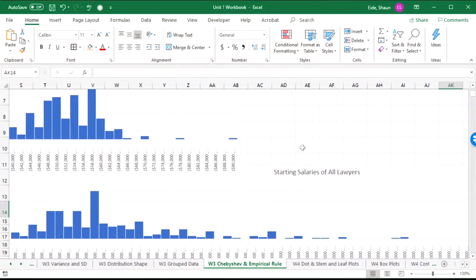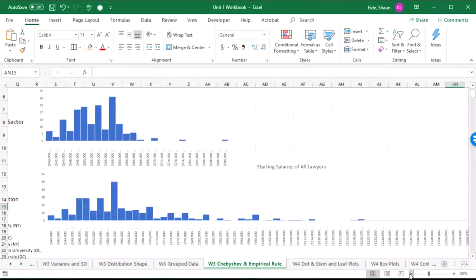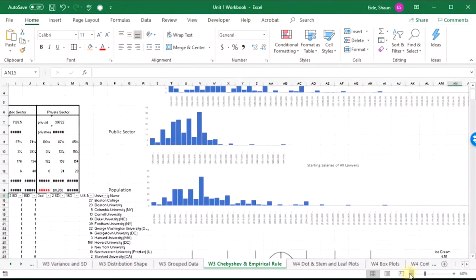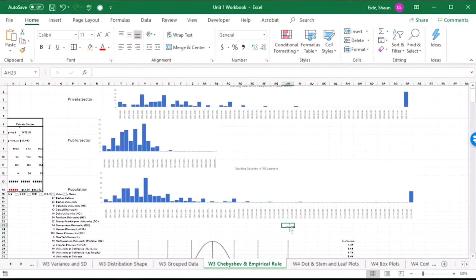I'm going to zoom out a little bit so you can see this. The answer is no. Okay. This is the population distribution of the average starting salaries of lawyers. And so this is what you would refer to as bimodal data. You've got a mode right here, and then you've also got a mode right over here. And so we've got a really high concentration over here, and then we've got a really high concentration right here.